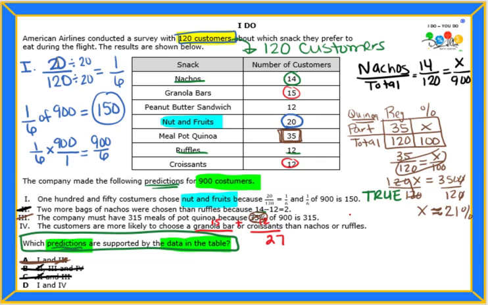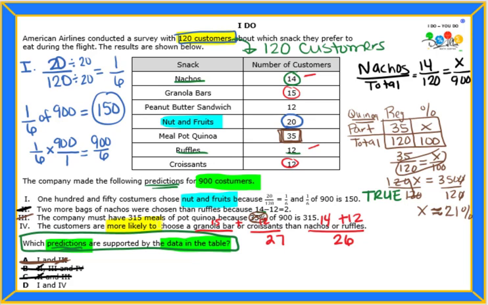Okay, and now we're going to do the same thing for nachos or Ruffles. So nachos is 14, and Ruffles is 12. So 14 and 12 is 26. So now that is out of 120. So I could make a proportion and turn these into something out of 900, but that's not going to change the fact that this number is going to remain larger than this number because it's still a proportion and the ratios stay the same.